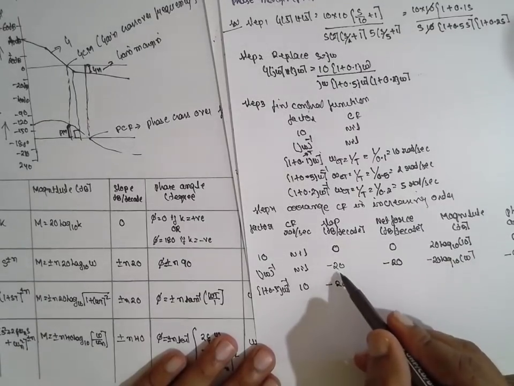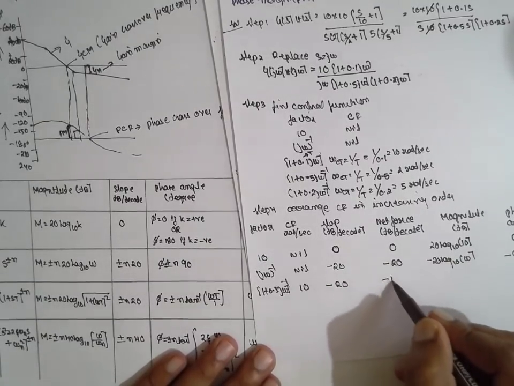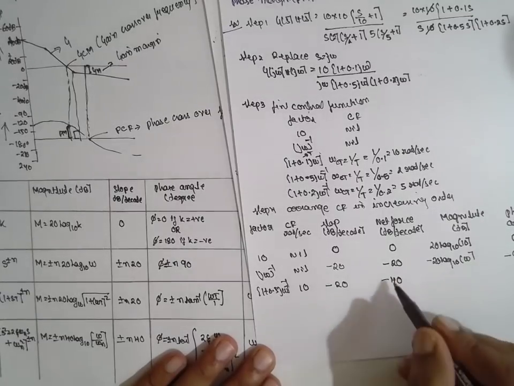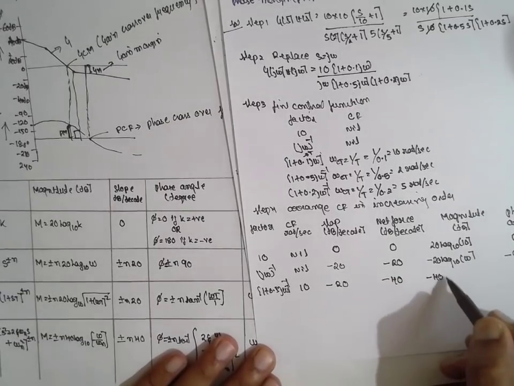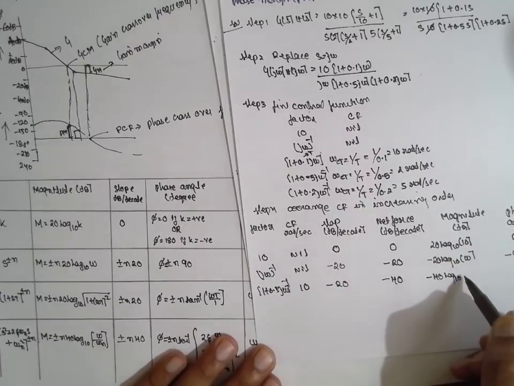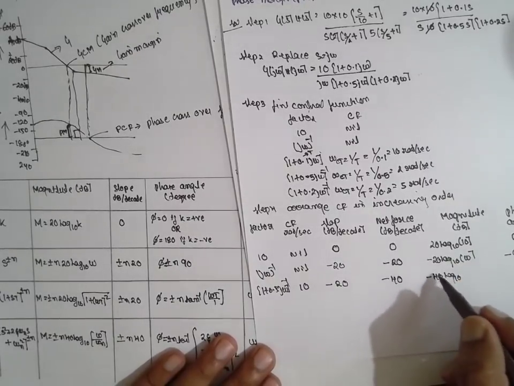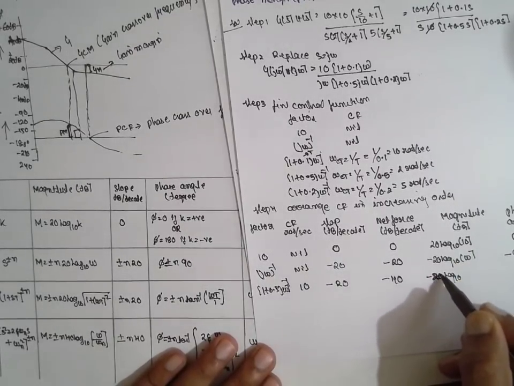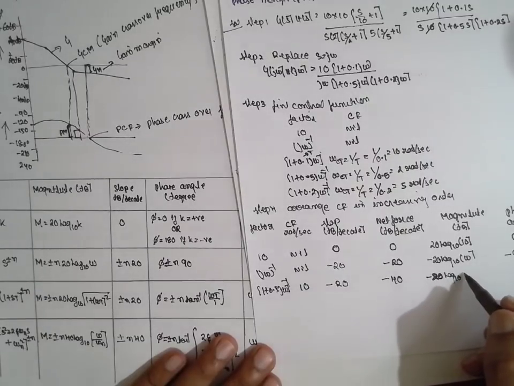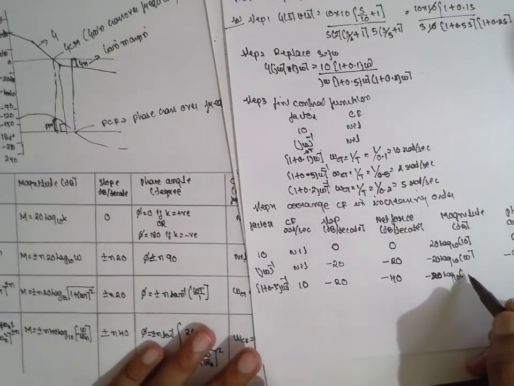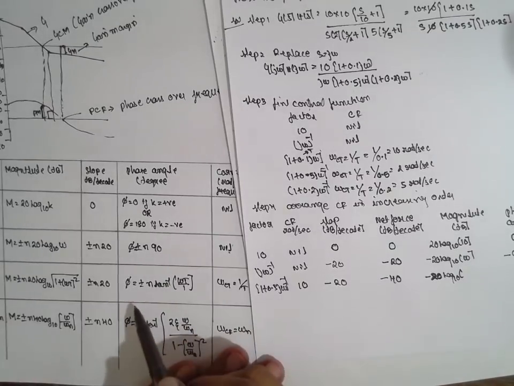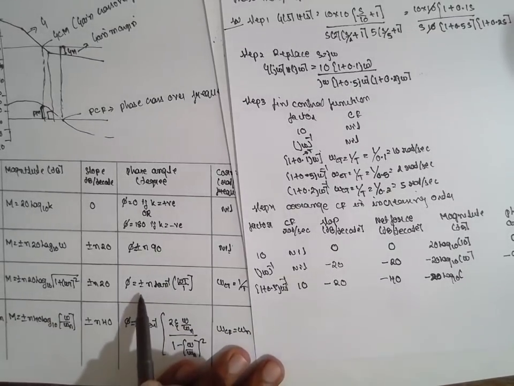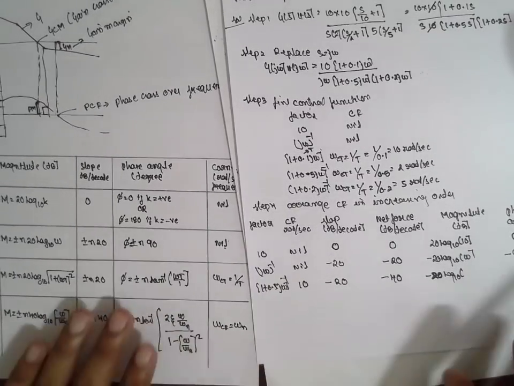Minus 20, minus 20, it will be minus 40. And you have to write minus 40 log 10 raised to, you have to write 20 log 10 raised to... I think I made a mistake here. I have to follow this one for phase, no, magnitude, where is the magnitude? Magnitude, this is the procedure.